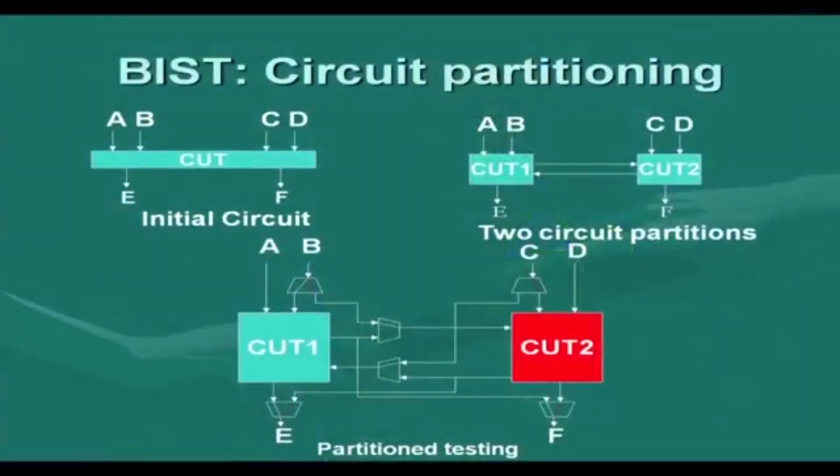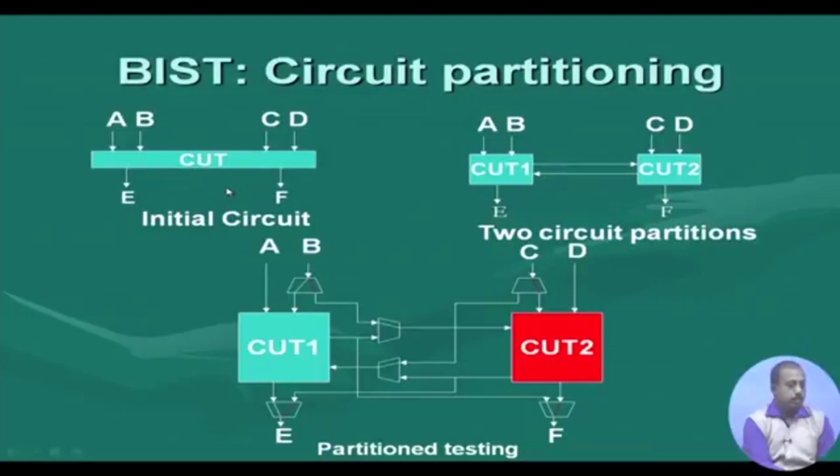As far as power reduction in BIST is concerned, another possibility is to partition the circuit. For example, suppose we have a circuit which has inputs A, B, C, D, and two outputs E and F. It may be possible to divide the circuit into two parts, circuit 1 and circuit 2. Naturally, since they are part of one circuit, there will be lines running between the two circuits: some signals from circuit 1 will go to circuit 2, and something from circuit 2 will come to circuit 1. But if it is done, then suppose we are trying to test this circuit 1.